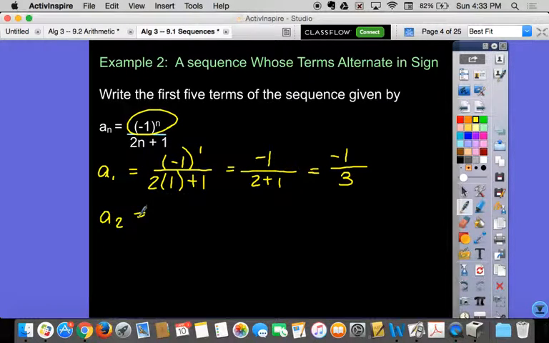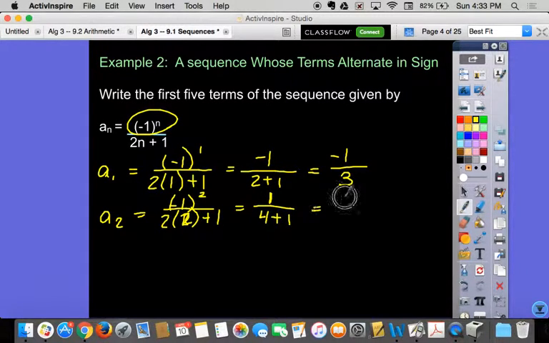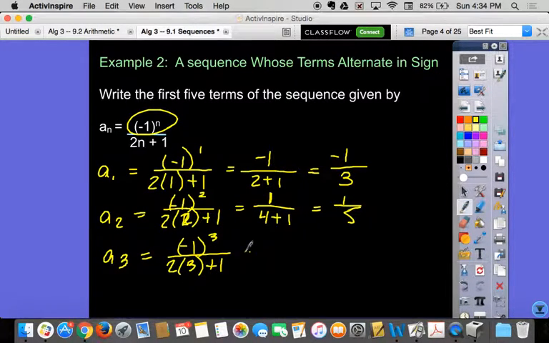Come down here, put in a 2. Oops, I need my 2 right there, don't I? Okay, so that's going to be a positive 1, and then that's going to be 4 plus 1. So I have positive 1 over 5. Then I've got negative 1 to the third. That's going to be 2 times 3 plus 1. Well, that's negative 1 over 6 plus 1.